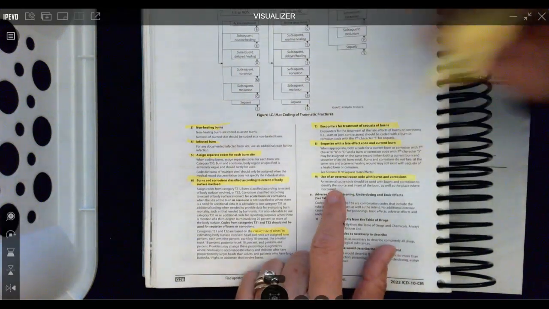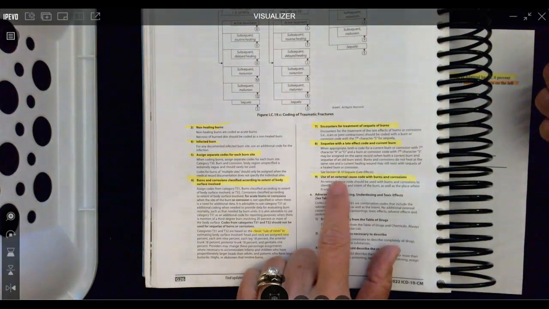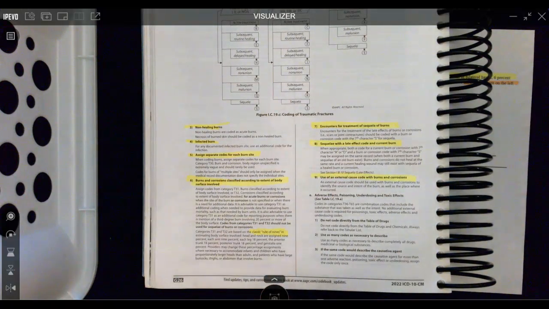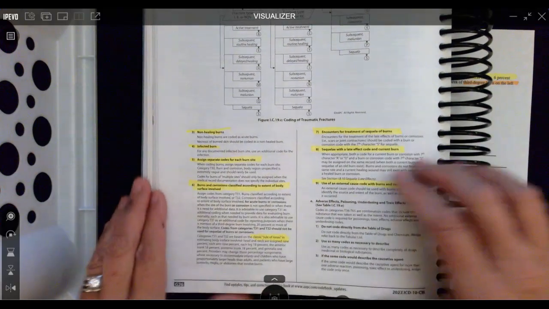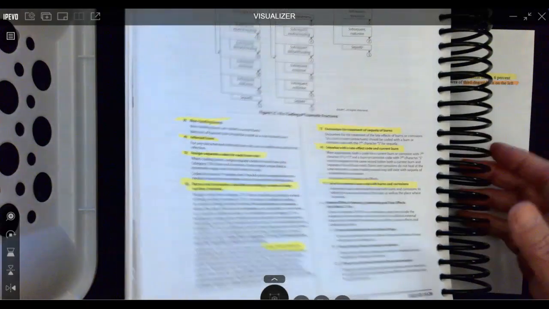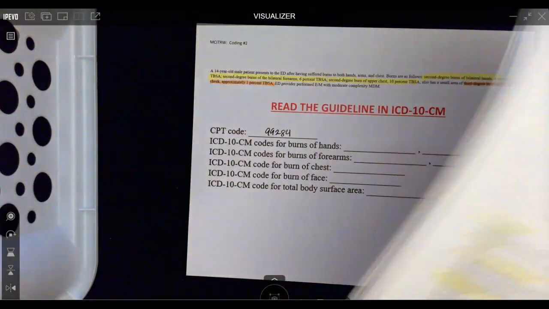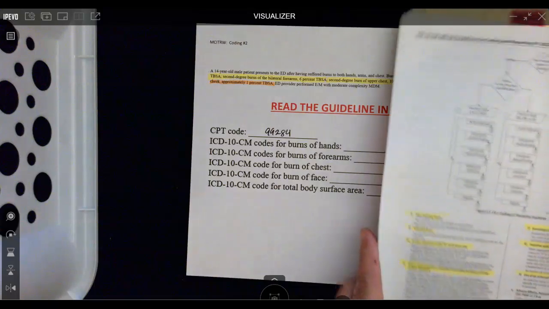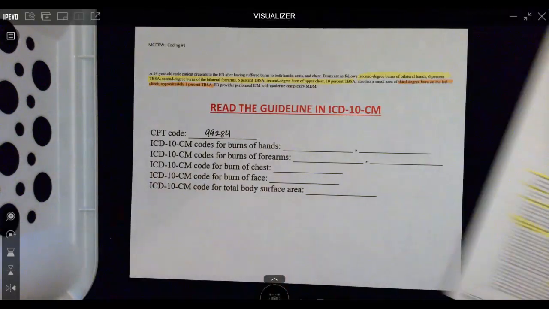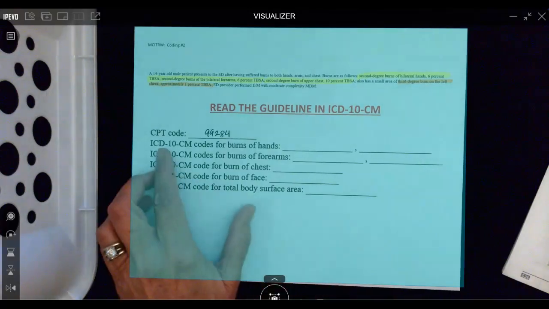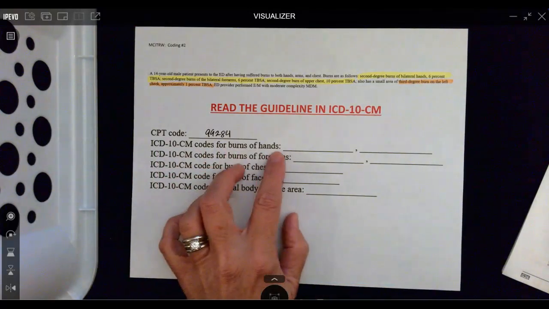If we know what caused the burn, we're going to go after those external causes for the acute phase, which it sounds like this patient is receiving acute care in the emergency department for this. Okay, so we have our burn highlighted. I would go ahead and put a bookmark or a sticker or a pen or something in that section in case we have to go back to it and refer to it. So first we're going to look for the codes of the burns of the hands.